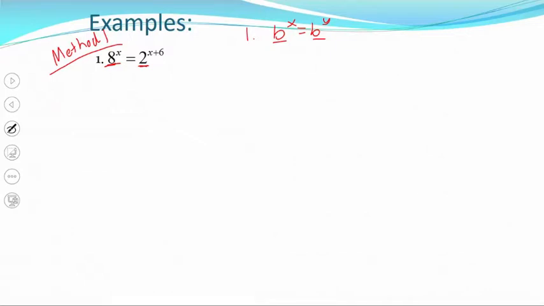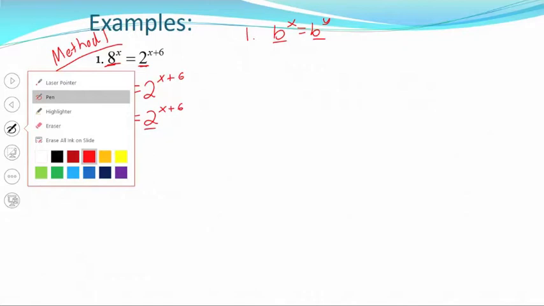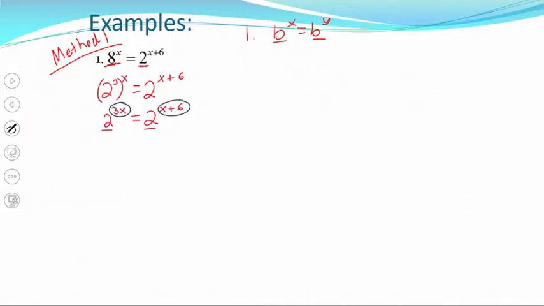But I'm going to change 8, I'm going to rewrite it as 2 to the 3rd power, because 2 to the 3rd power is the same thing as 8. Equals, of course, 2 to the x plus 6. I didn't do anything to the right side. Just to clean up the left side a bit, this would be 2 to the 3x power, right? Just putting the exponents together. Equals 2 to the x plus 6. Now you realize, hey, I've got the same base, right? That must mean that these exponents are the same, thus that their exponents are equal to each other.